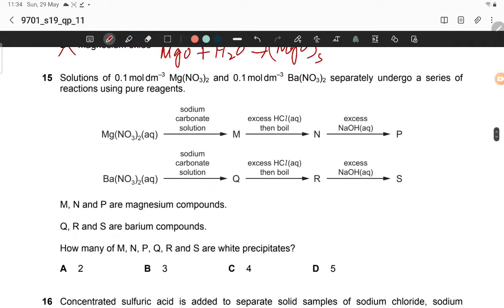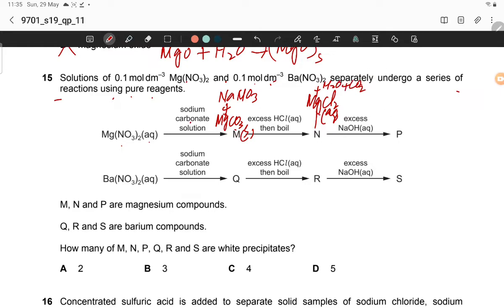Solutions of 0.1 mol per dm³ magnesium nitrate and 0.1 mol per dm³ barium nitrate separately undergo a series of reactions using pure reagents. Magnesium nitrate aqueous plus sodium carbonate gives magnesium carbonate, which is solid, plus sodium nitrate. Magnesium carbonate with excess hydrochloric acid forms MgCl2 aqueous plus water plus CO2.